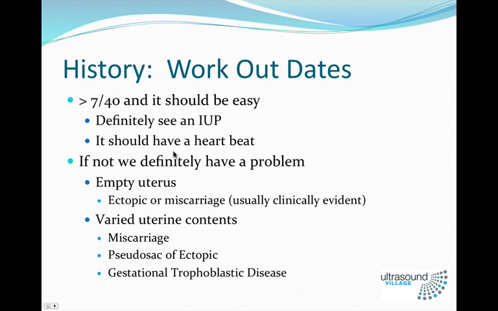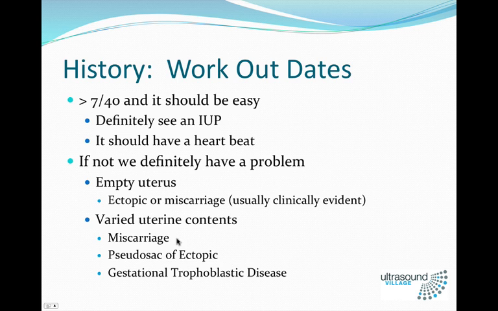So, as I mentioned, more than 7 weeks should be easy. You definitely see an intrauterine pregnancy, it should have a heartbeat. If you don't see that at more than 7 weeks, you've got a problem. If it was an empty uterus, it could be an ectopic or a miscarriage. If they've had a miscarriage, it's usually obvious. They can tell you they've been bleeding heavily, they've passed some products. Not too tricky.